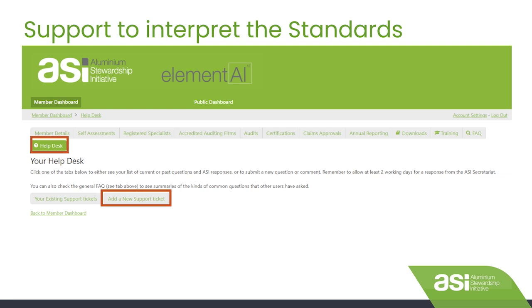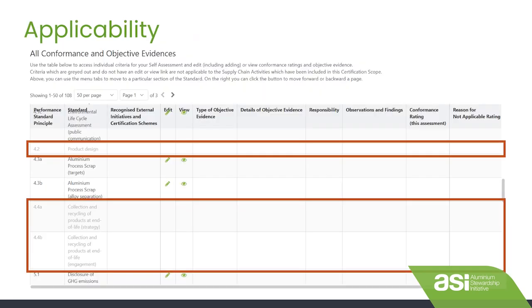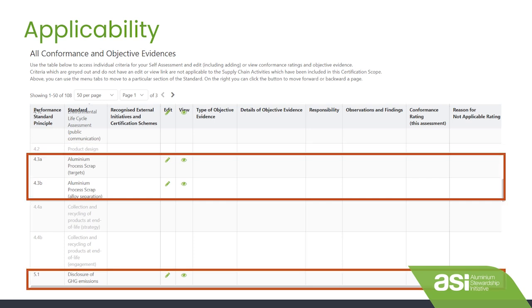After selecting all the supply chain activities in your certification scope, as well as all the recognized external initiatives and certification schemes against which you have already achieved certification for your certification scope, the criteria that are not applicable or already addressed through existing certifications will be automatically grayed out. This enables you to immediately see which criteria need to be addressed in the conformance and objective evidence table.